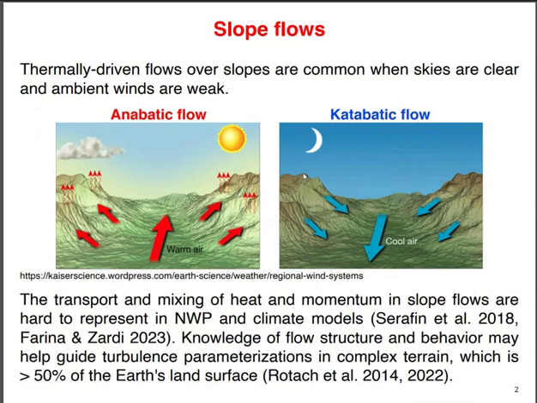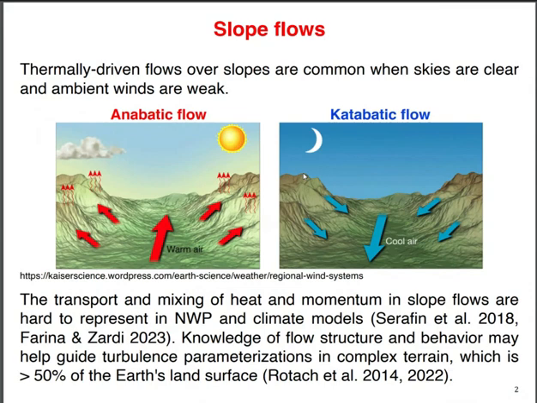These are quite common. Slope flows transport heat and momentum. You have turbulent mixing, and they diffuse the heat and momentum. Knowledge of the flow structures for these slope flows could potentially guide turbulence parameterizations in complex terrain. Numerical models, including climate models, usually treat the Earth's surface as flat. So there's no information about the underlying complexity of the terrain, even though 50% of the Earth's land surface is considered to be complex terrain.